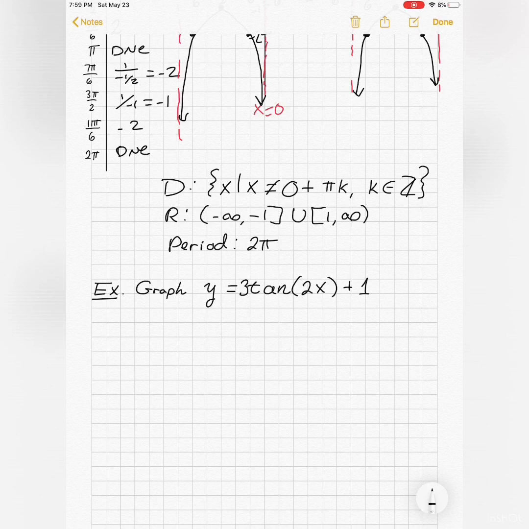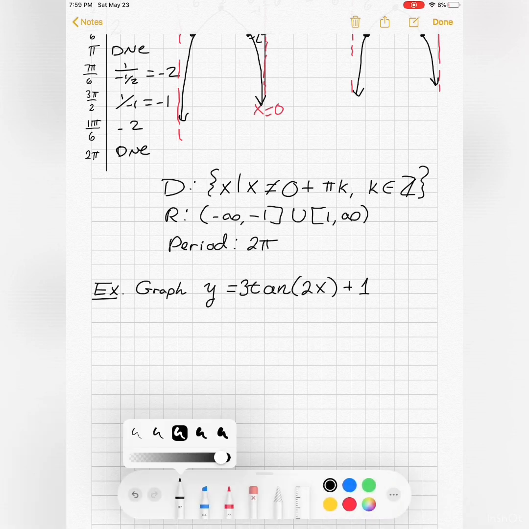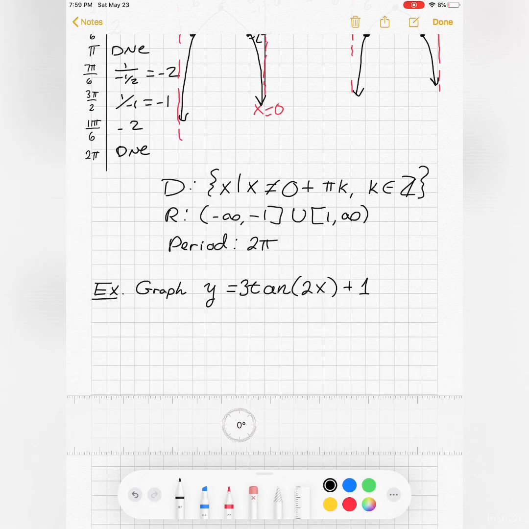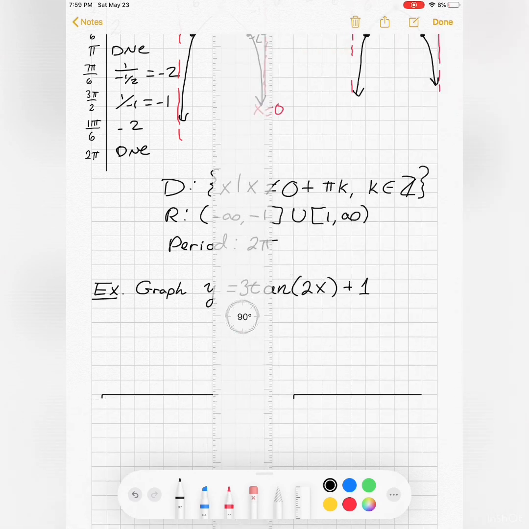Okay, so actually you can do transformations with any of these now as your base graph. And it's the same as before. Why don't I do just one? How about one with tangent? Okay. So my base graph is going to be, well, tangent.